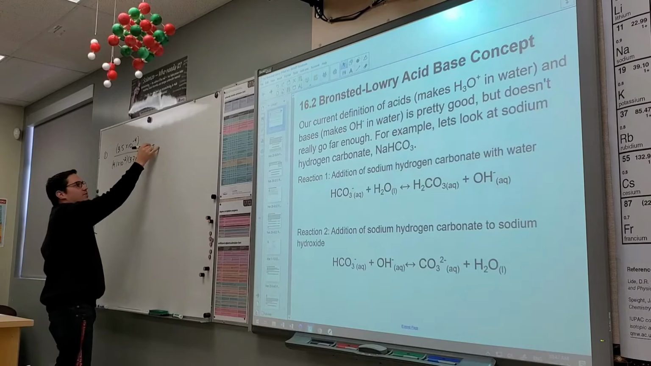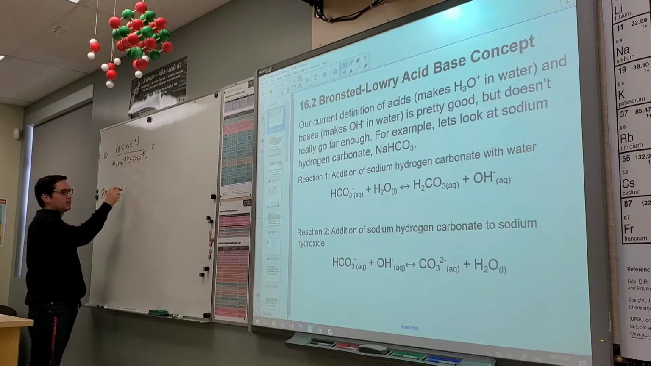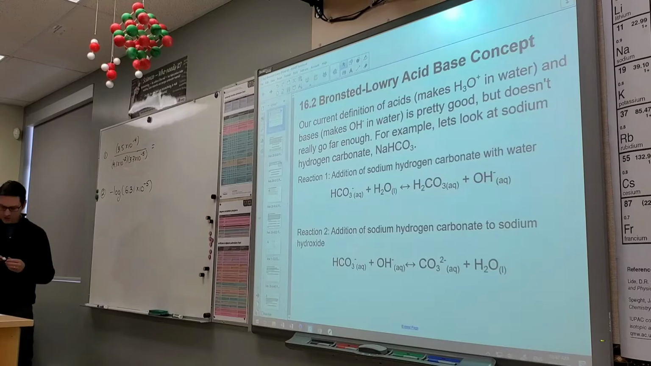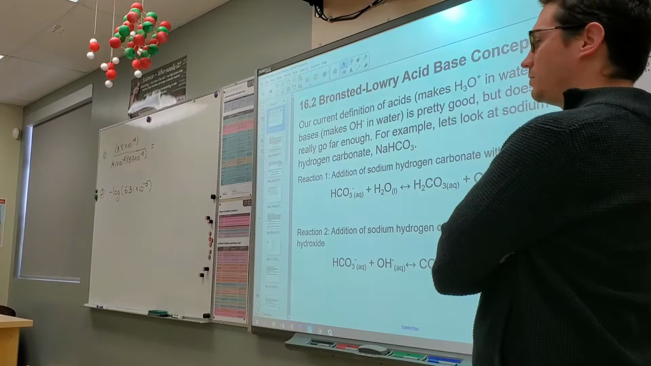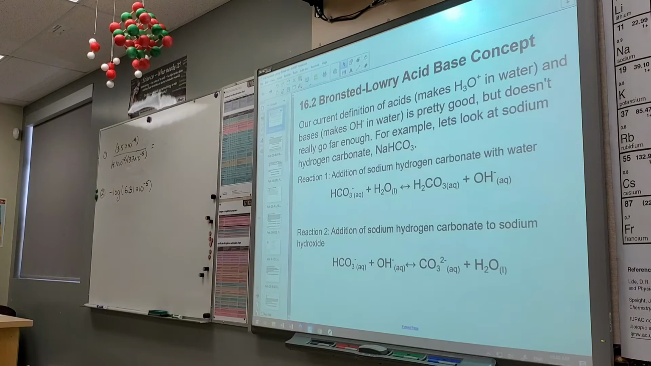Do that calculation. And then the next one, I want you to take the negative log of 6.31 times 10 to the negative 5. You just write it down anywhere, it doesn't matter. We're just going to practice using our calculators right now, and then we're going to put them away for basically the rest of the day.